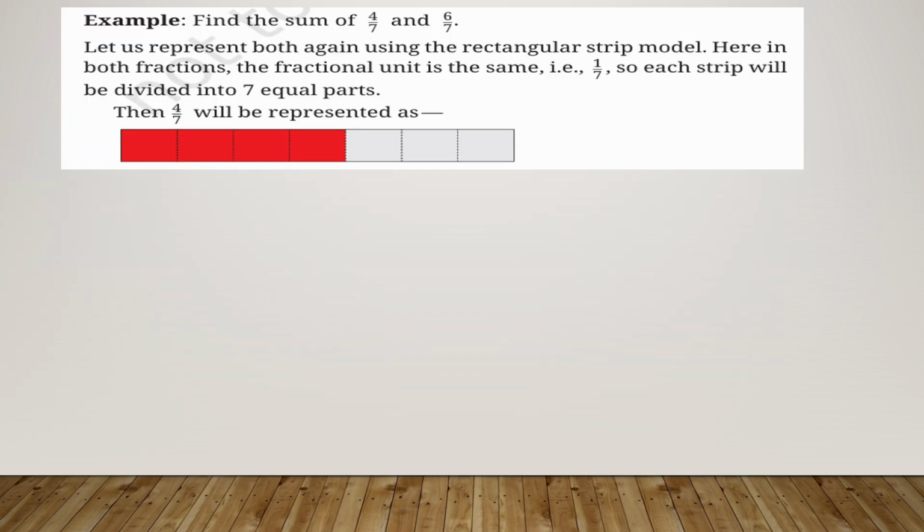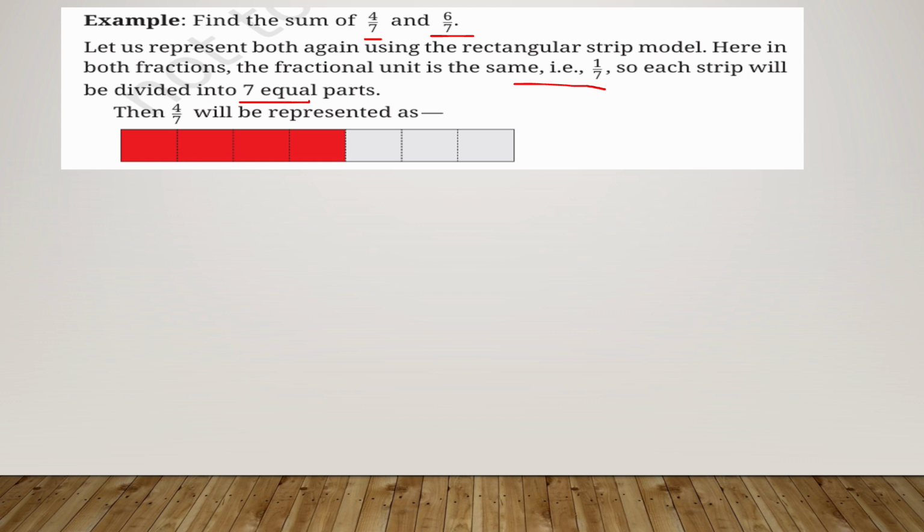Next example, find the sum of 4 by 7 and 6 by 7. See, here denominators are same. Denominator is 7. Let us represent both again using the rectangular strip model. Here in both fractions, the fractional unit is the same. Fractional unit is 1 by 7. So, each strip will be divided into how many equal parts?